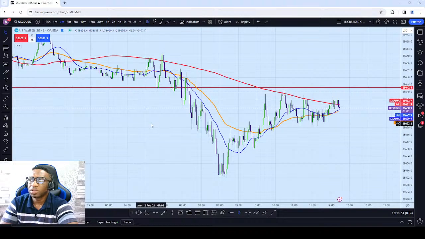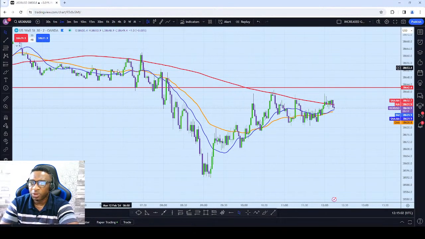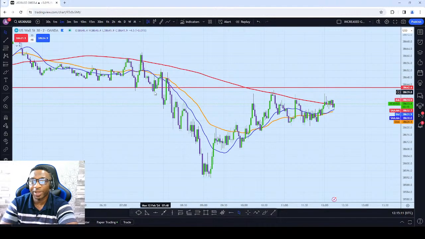With this strategy, which is a one-time frame strategy, currently I'm on the 2 minutes time frame, I don't really need to be switching to check on a different time frame. All that I'm looking for is, if price is below the moving average, I'm trading downwards. If price is above the moving average, I'm trading upwards.